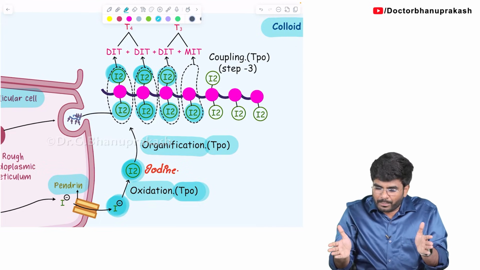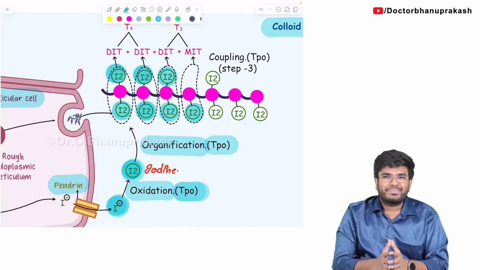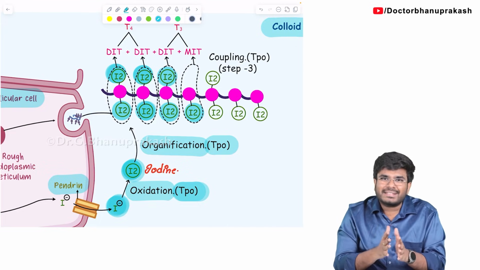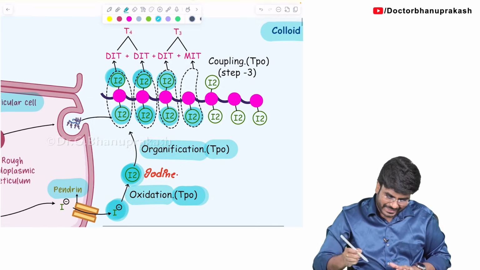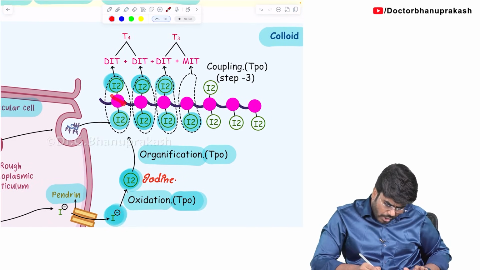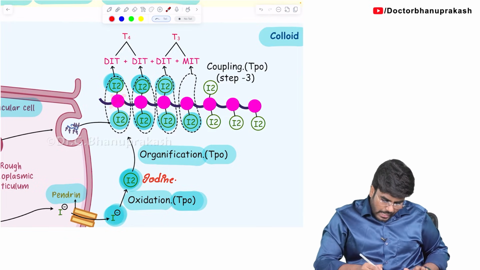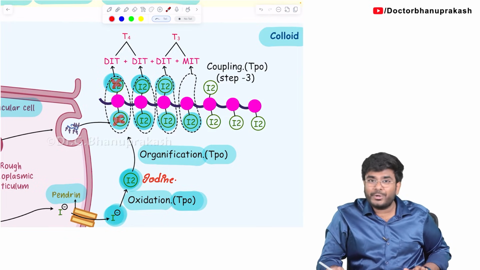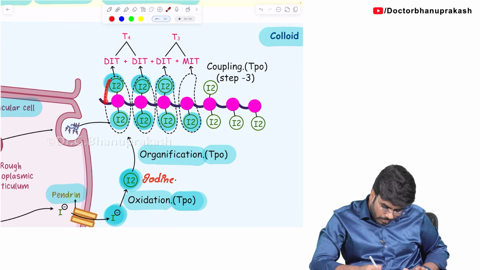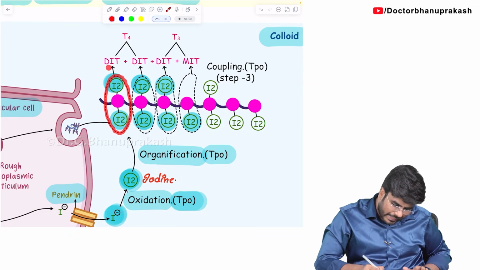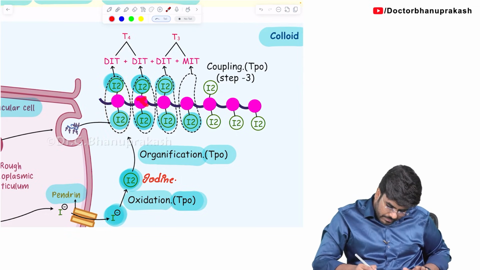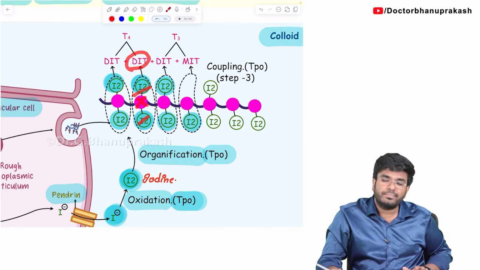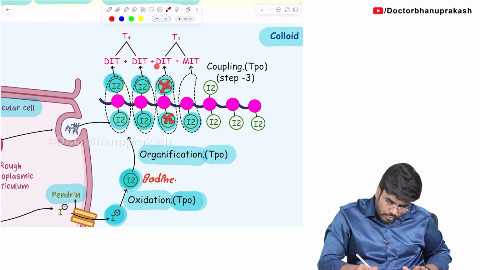Now you tell me, when both of them met with each other, what happened? What is the resultant thing? Now look at here. On this tyrosine, how many iodines are sitting? 2 iodines are sitting. So this molecule is called a diiodotyrosine. Here also same thing, 2 iodines are there, so diiodotyrosine. Here also, 2 iodines are sitting, so diiodotyrosine.